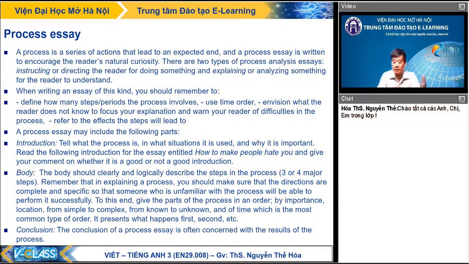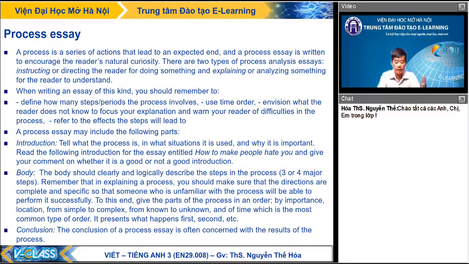A process essay is a series of actions that lead to an expected end. A process essay is written to encourage the reader's natural curiosity. There are two types of process analysis essays. The first kind is instructing or directing the reader in doing something. And the second kind is explaining or analyzing something for the reader to understand.